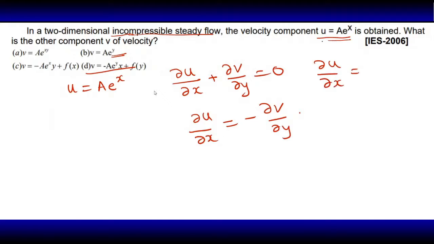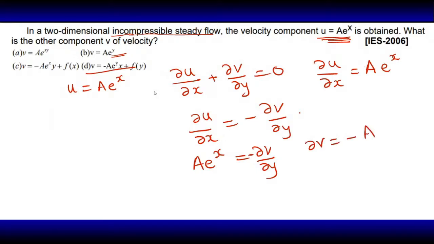Now what is dou u by dou x? If you differentiate this one, what will be the value? You will get a e power x. You'll get the same value, isn't it? So substitute over here: a e power x equals to minus dou v by dou y. What will you get? Dou v equals to minus of a e power x into dou y.